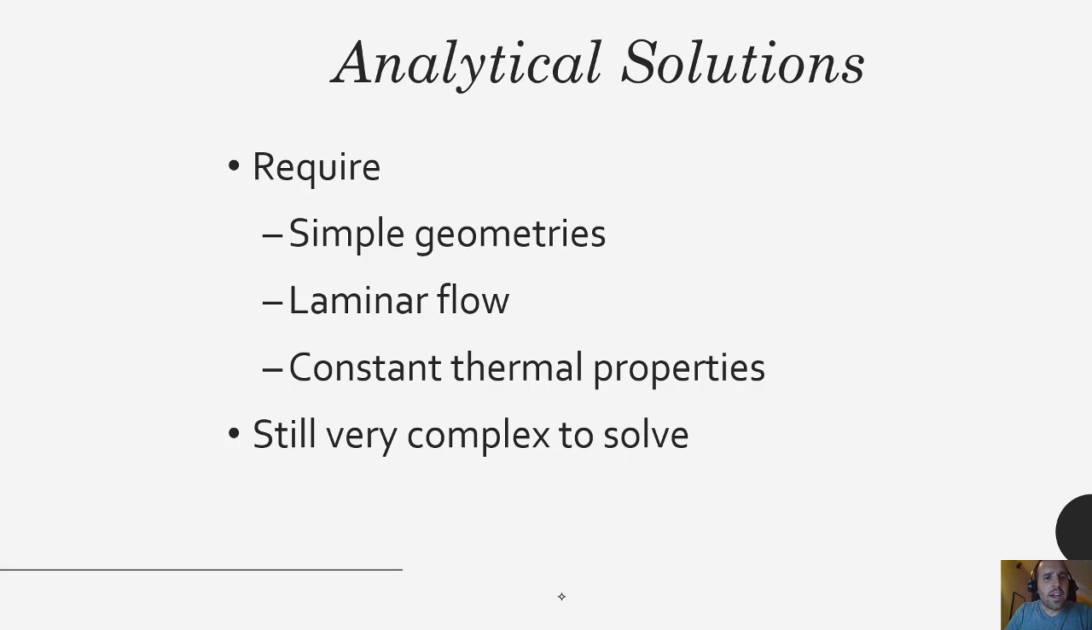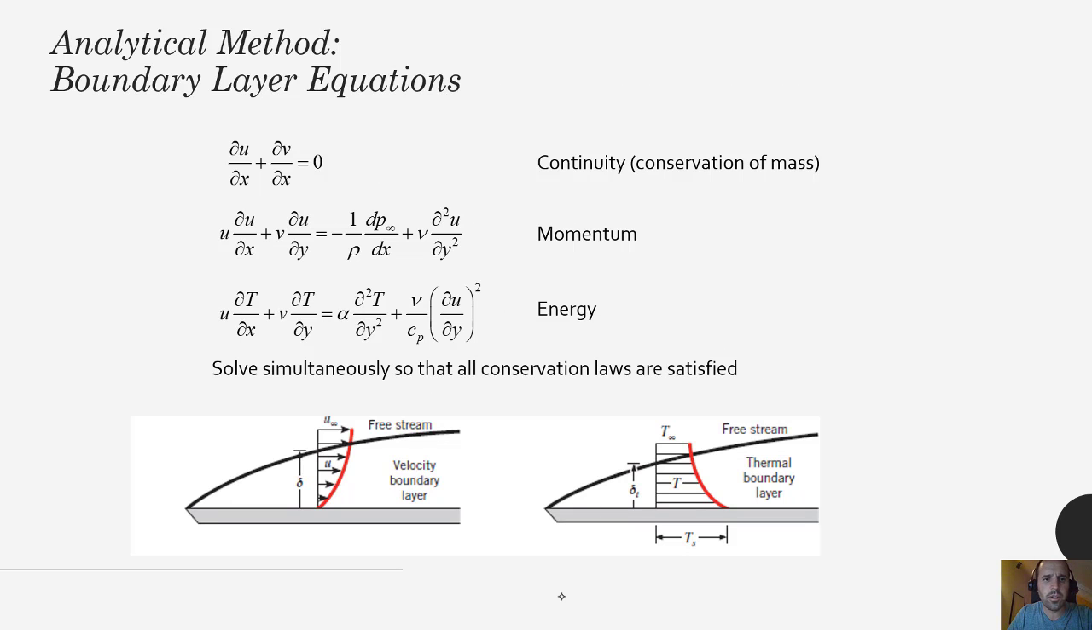So getting onto analytical solutions. To actually obtain an analytical solution, and we'll just walk you through one example so you can see what goes into it, these require that you have pretty simple geometries, that the flow is purely laminar, and that you have constant thermal properties. And even with those restrictive assumptions, they're still fairly complex to solve. I'm not going to get too detailed into the math because I don't think that's particularly important. If you are intellectually curious about it, you can feel free to read about it more in your textbook.